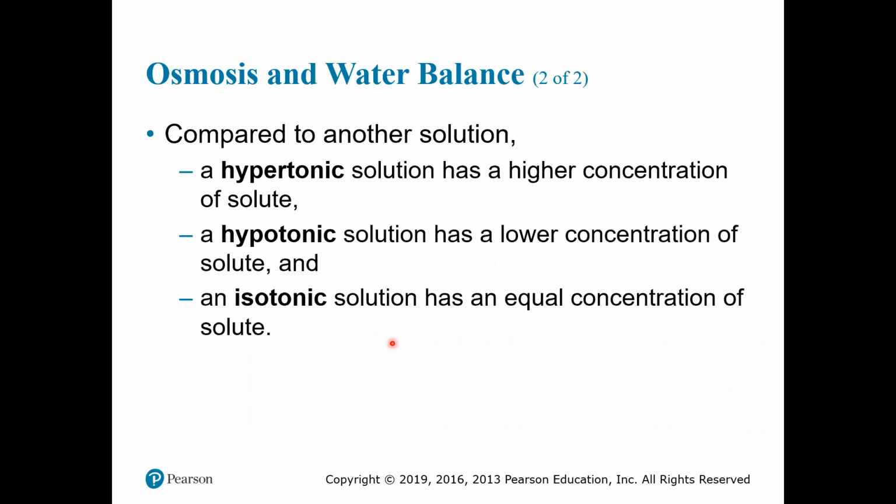And if those solutions are equal, then they're isotonic. Now understanding these terms is really important because they're important for the process of osmoregulation, the control of water balance in cells. And so water will move from low to high solute concentrations. And so water moves from a hypotonic solution to a hypertonic solution in an effort to make those two solutions isotonic, where they're equal, like we see here in this figure.